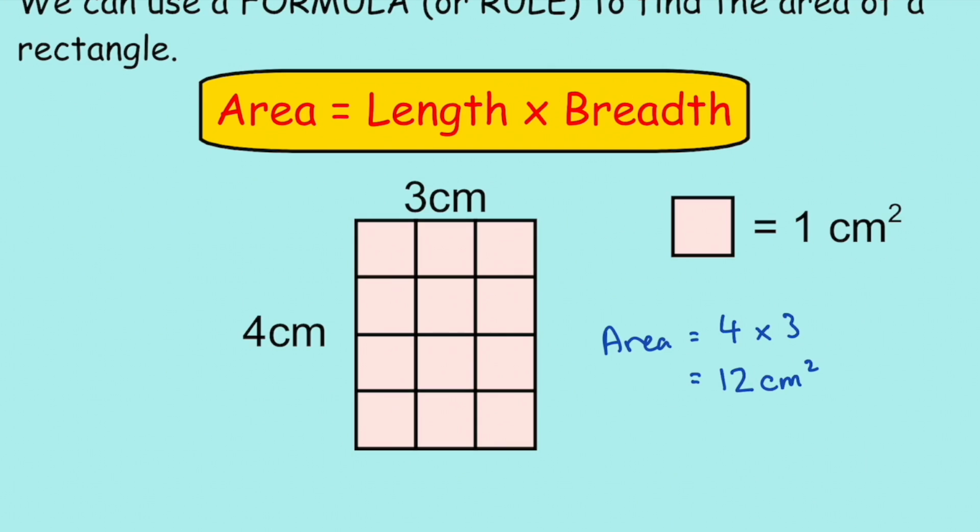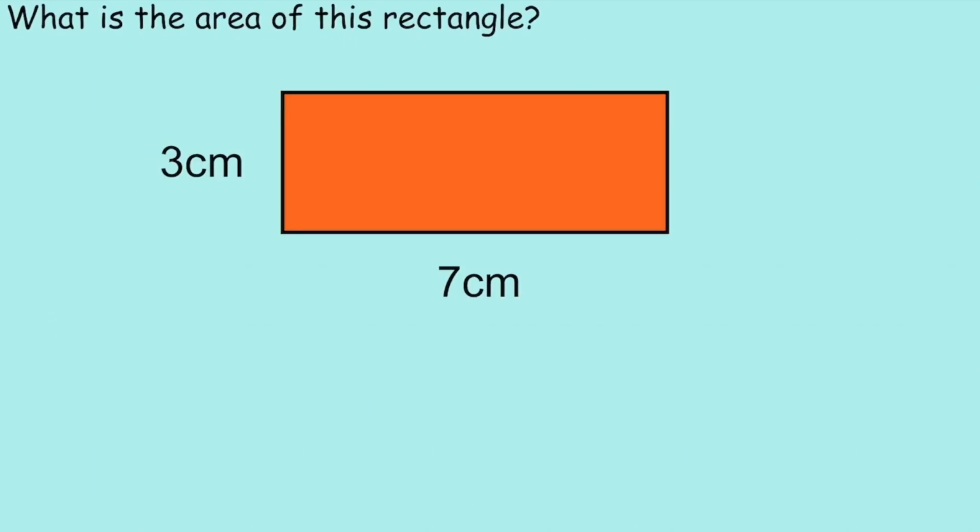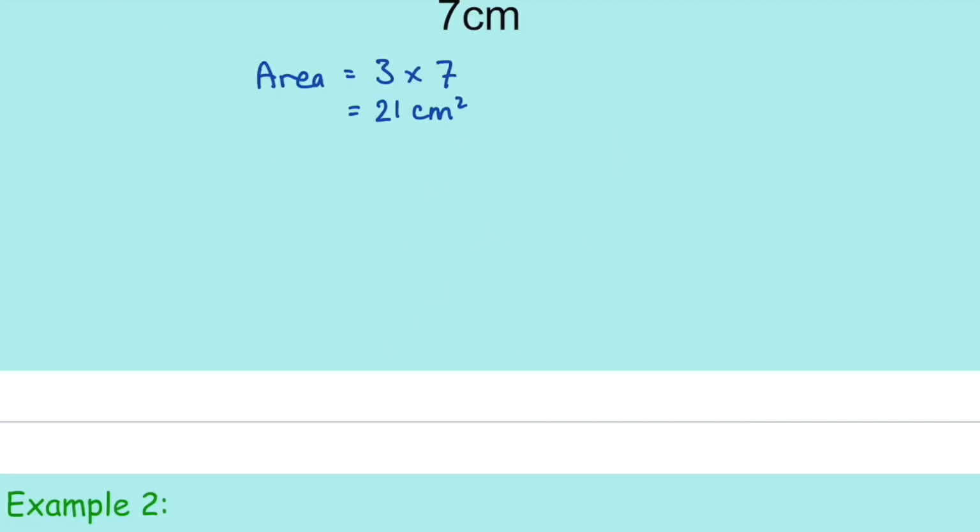Okay, let's work through 2 different examples. So first one, what is the area of this rectangle? Again, the length is this bit here, the vertical bit, and the breadth is how wide it is, so it's that horizontal bit. So again, to write down that the area is equal to 3 times by 7 gives me 21 squared centimetres.